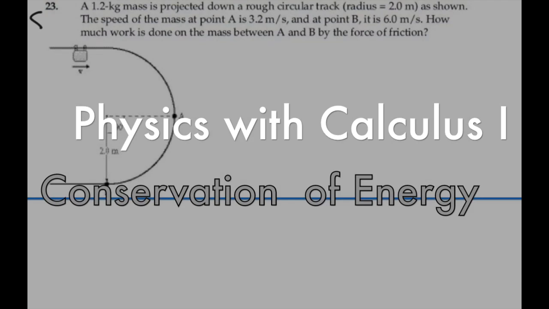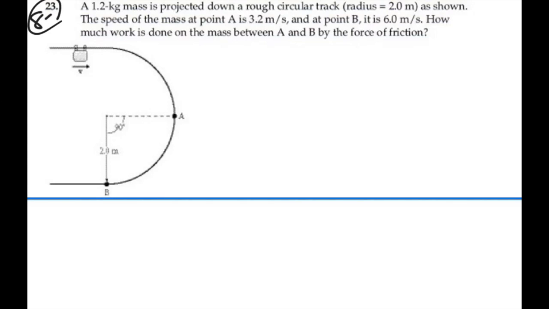Here's problem 823. A 1.2 kilogram mass is projected down a rough circular track, radius of 2 meters, as shown. The speed of the mass at point A is 3.2 meters per second. At point B, it's 6 meters per second. How much work is done on the mass between A and B by the force of friction?